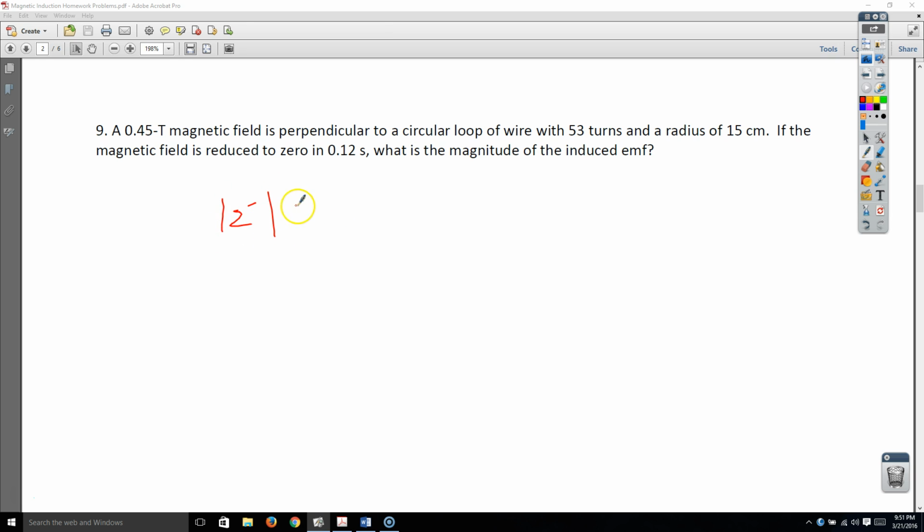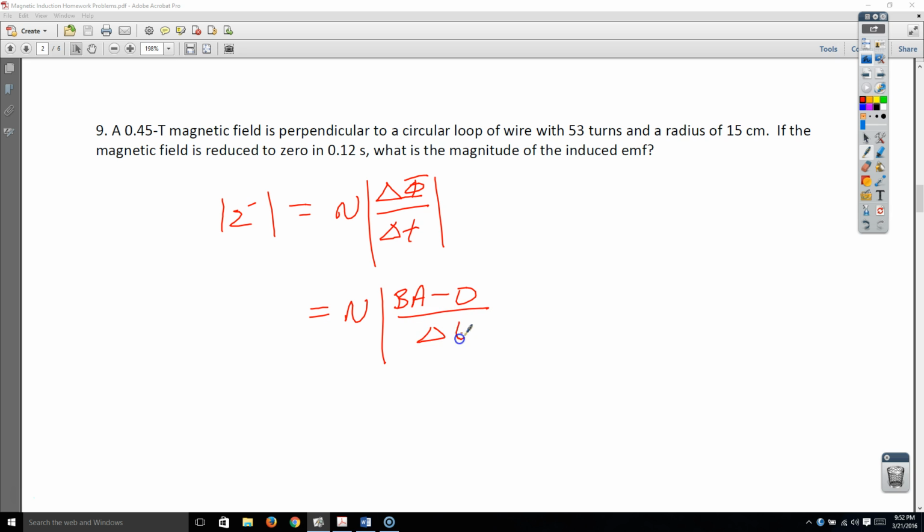So remember, this is absolute value of the EMF is equal to the number of turns times the change in the flux divided by the change in time. We also said earlier when we were going through notes that that would be BA, which is the flux minus 0 since it goes to 0. Okay, and then we need to divide that by the change in time, and so the number of turns is 53. We're going to take that times 0.45 Teslas times pi. And then we've got to have the radius, which is 0.15.